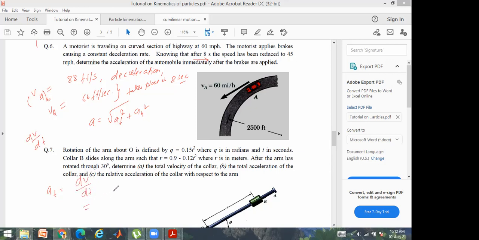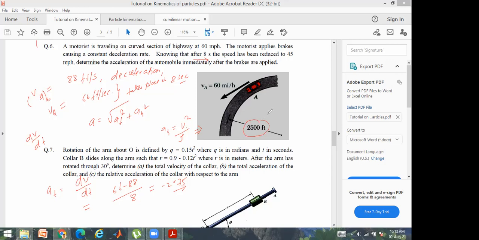So what is change in velocity? Change in velocity is 66 minus 88 divided by time. What is time? 8. This is equals to minus 2.75, the answer. And what is an? Acceleration an equals to कति छ हाम्रो भन्दाखेरिमा v square by rho, where rho is the radius of the curvature. So radius of the curvature is given to you, how much? 2500 feet. It has been given to you.